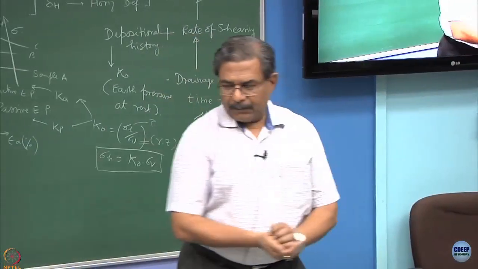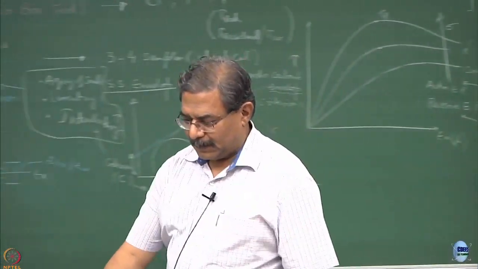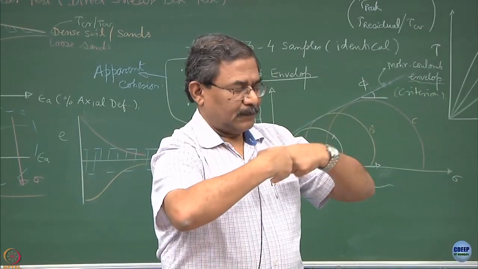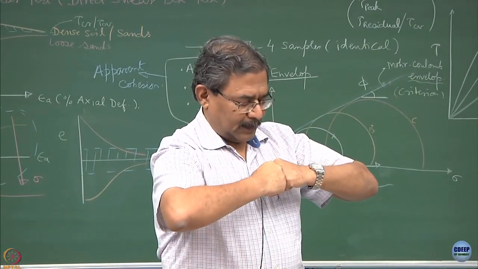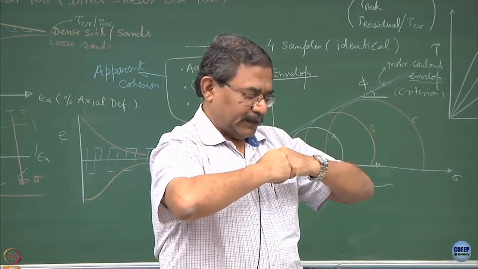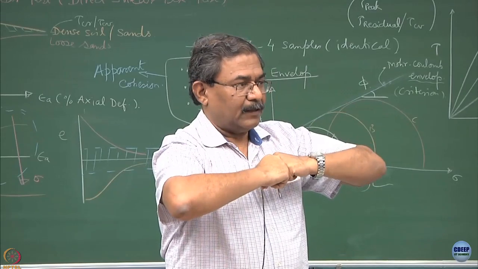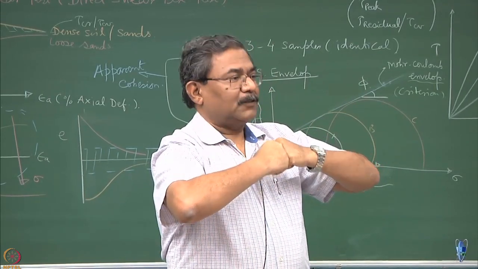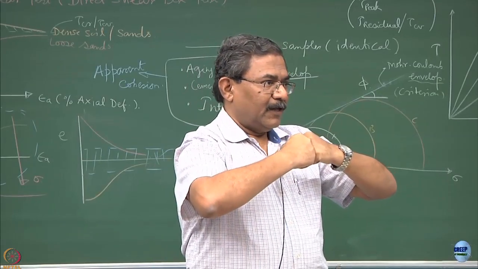If interlocking comes, so do one thing, you please do like this. This is the interlocking effect, and now try to give torque. No, this should not be slippage, you interlock them. This is the interlocking, and now rotate. What is happening? So, it is a sort of apparent cohesion, clear?